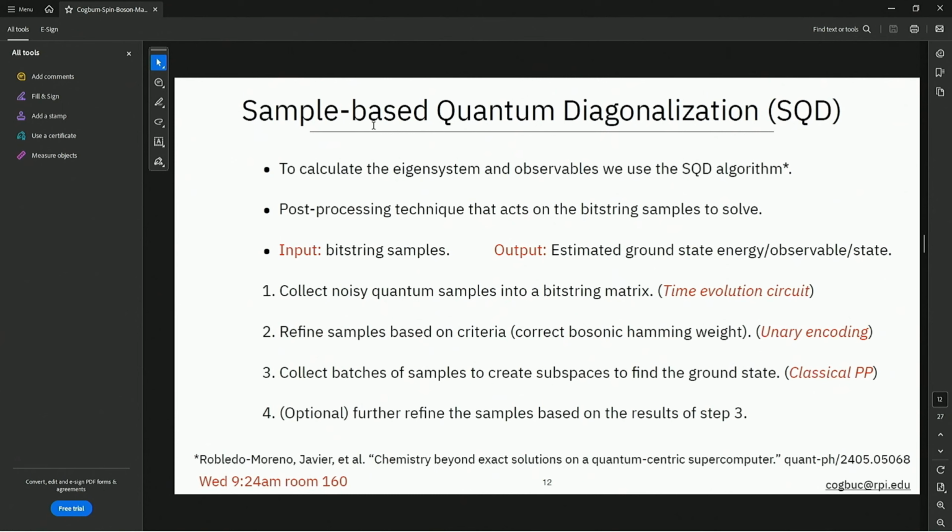The third step is we're going to collect batches of these samples to create subspaces to find the ground state in. This is really where classical post-processing comes into play. You could parallelize this step on a supercomputer, and so on. There's a fourth optional step where you could further refine the samples based on the results of step 3. I don't want to get too much into the details of this, but it's something you could conceivably do, and refine the samples further before repeating the entire algorithm again.